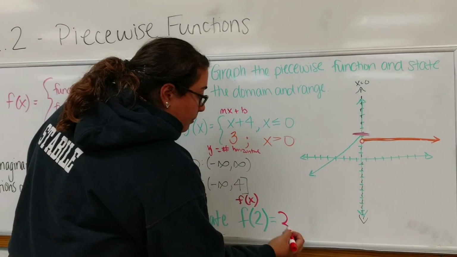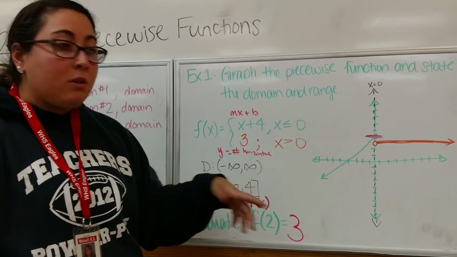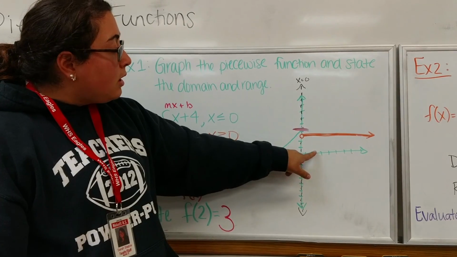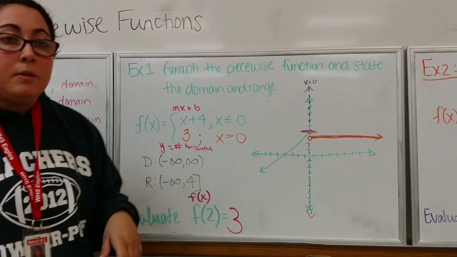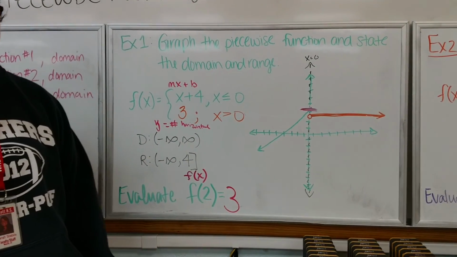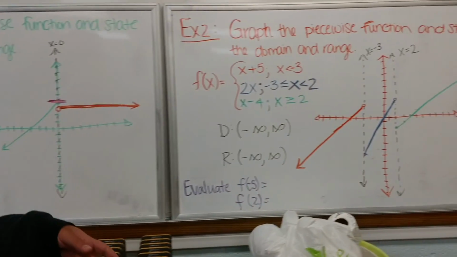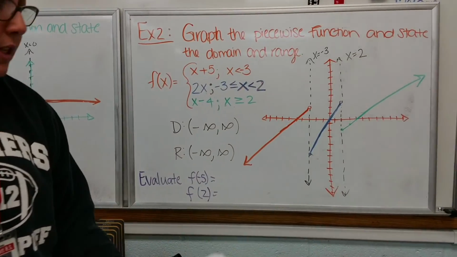So your answer is simply 3. And again, that would have been confirmed on the graph. F of 2 goes up to 3. So f of 2 equals 3. For our next example, we have a couple pieces of this graph.